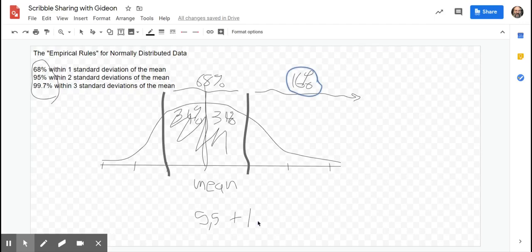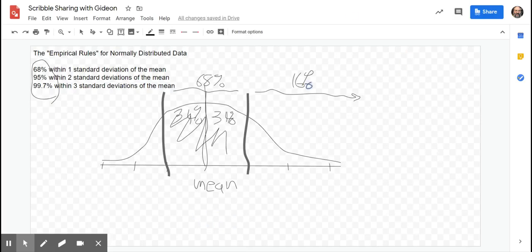So when it doesn't feel like they gave you enough data, they just said mean this, deviation that, and asked what portion of them are between this and that, then you know you've got the empirical rule. Then you know you've got to pull out your 68, 95, 99.7.